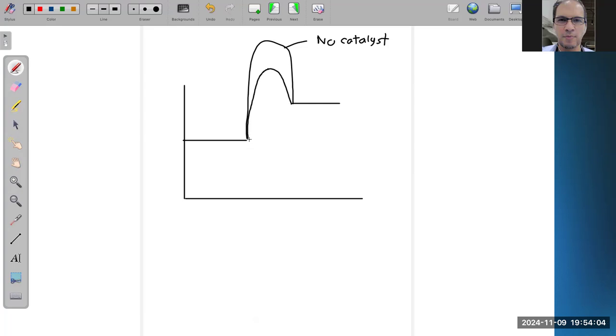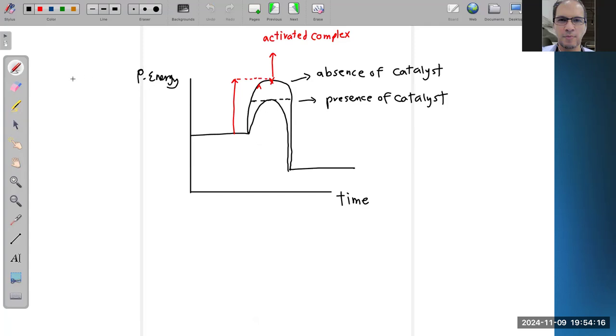So it starts at the same place at the reactants, no change. Ends at the same place at the products, no change. The only change is that the activated complex here is lower. So the activation energy is lower.